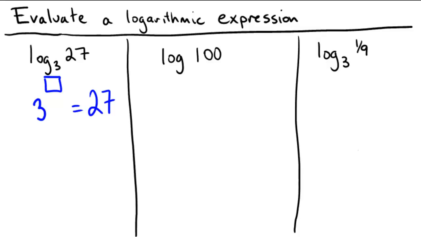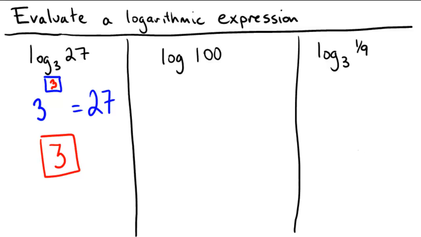So if we run through our powers of 3, you might know that 3 to the first is 3, 3 squared is 9, and 3 to the third power is equal to 27. So the answer to this particular problem is 3, which is the number that you would raise 3 to in order to get 27. Okay, similarly, let's look at this next problem.